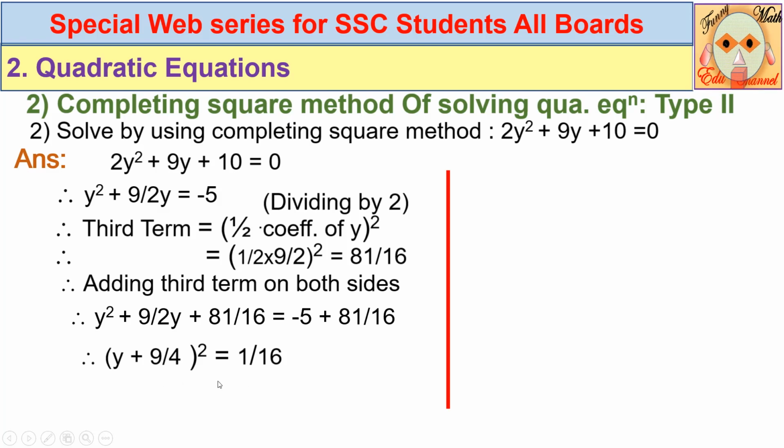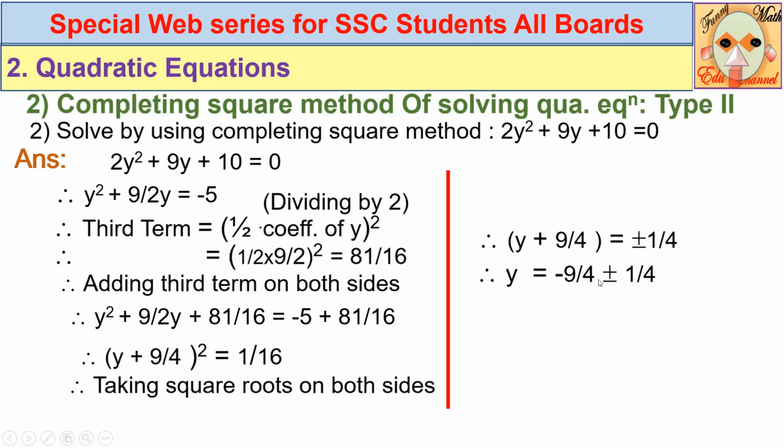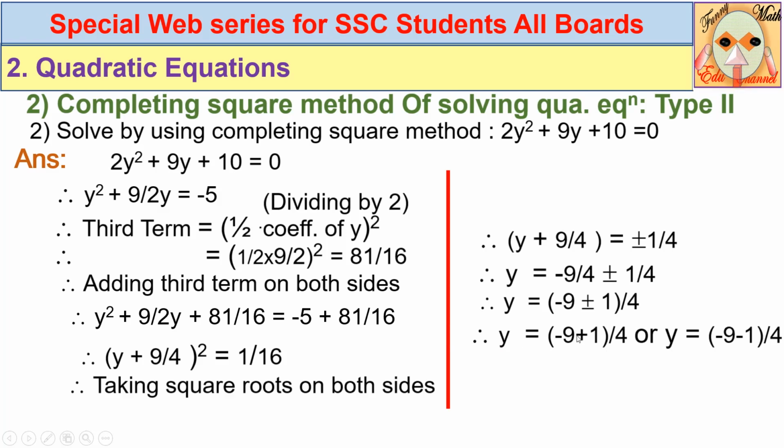You have to take the square root on both sides. So I have written, taking square root on both sides, we get here y plus 9 upon 4 equal to plus or minus 1 upon 4. Shift this plus 9 by 4 to the right, and now you have to write down, taking the denominator same, you get here numerator minus 9 plus or minus 1 upon 4. Now write this 2 times, that is y equal to minus 9 plus 1 divided by 4, or y equal to minus 9 minus 1 divided by 4.